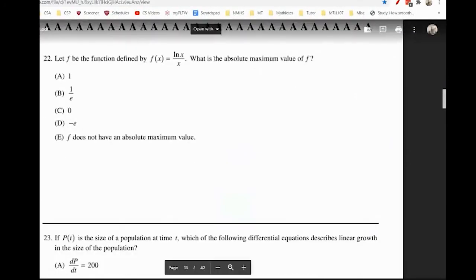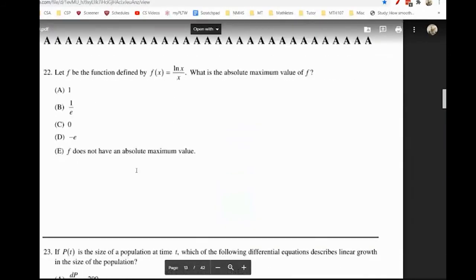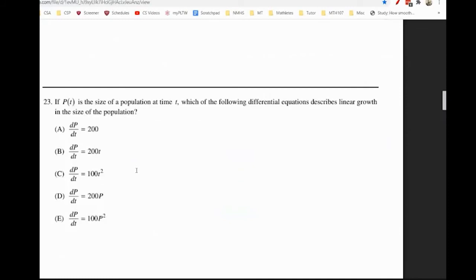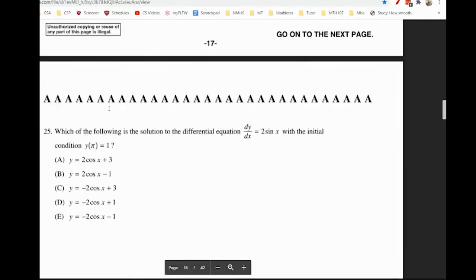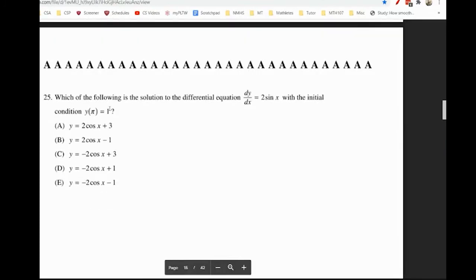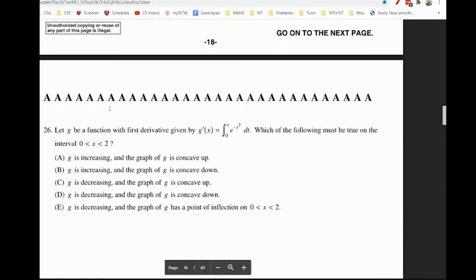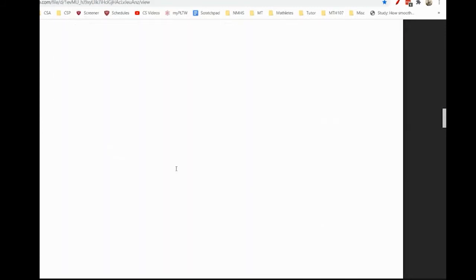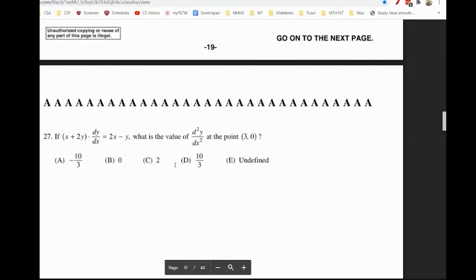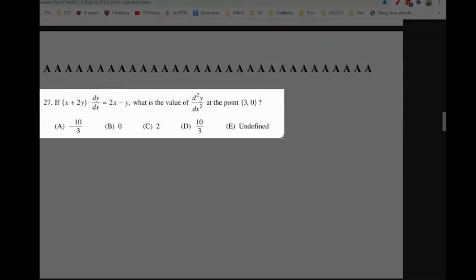Okay, absolute mins and maxes, extrema, number 22, that's going to be unit 3, so we're not worried about that. Number 23 is a differential equation problem, that's unit 4. Actually, this is going to be unit 5 because it's a real world example. 24 is critical points. Critical points help you find relative extrema. It's going to be in unit 3, so we're not going to worry about 24. 25 is another differential equation, so that's going to be unit 4. 26 is antiderivative, and increasing, decreasing, and concavity, so that's units 3 and 4. 27 is an implicit differentiation problem, so we definitely can do this one.